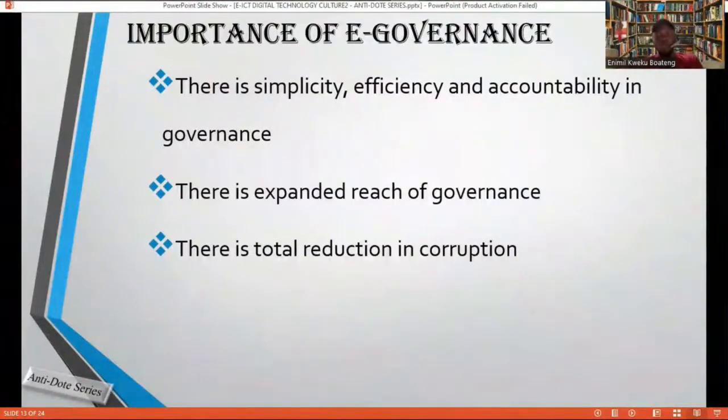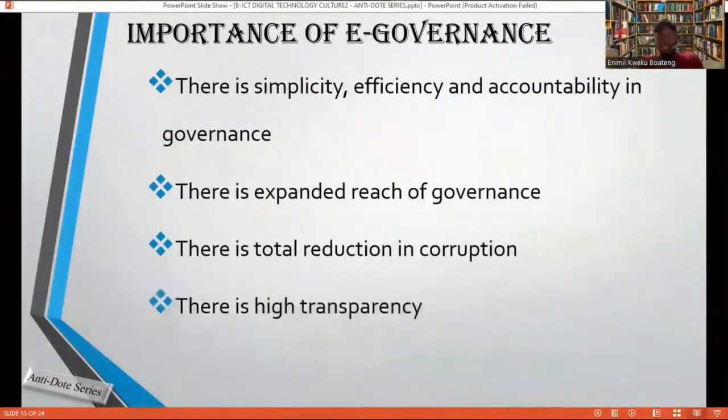And then even the government or the president himself can ask for access as and when possible to make sure that everything is okay. So when everything, or the majority of things, is done online, there'll be total reduction in corruption. And then there'll be very high transparency. Everything will be clear. There won't be any hidden stuff. Everything will be clear.